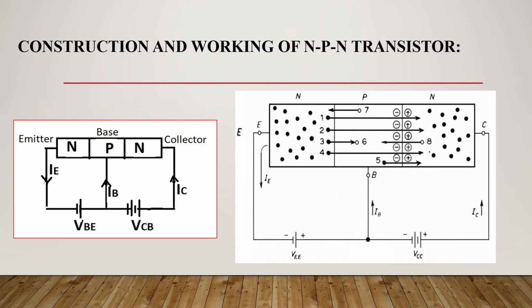Now we'll see how it works. This is NPN transistor, emitter, base, collector. N is negative, connected to the negative terminal, whereas this N, that is collector, is connected to the positive terminal. This IB is the base current. This is IC, that is the collector current, and this is the IE, that is the emitter current.